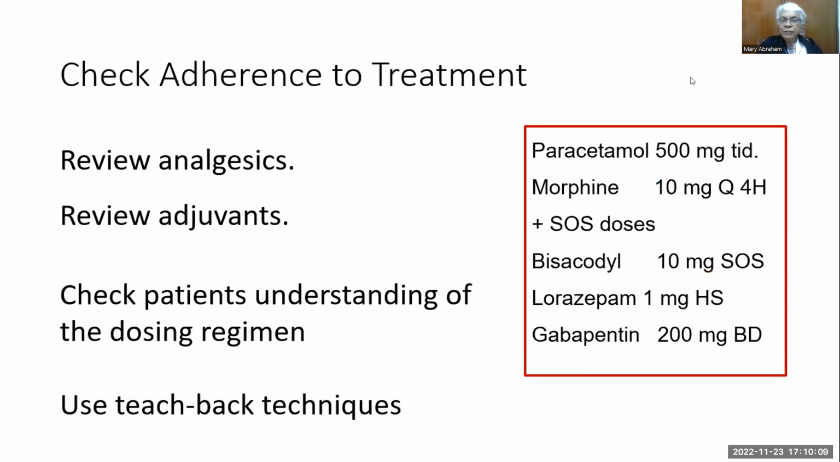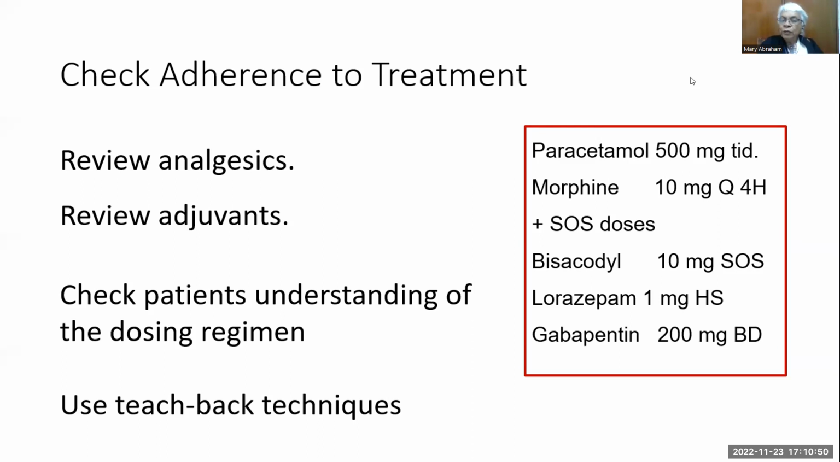When we look at adherence to treatment, we need to review the analgesics and review the adjuvants. Is he getting all the adjuvants that are necessary for his pain? We need to check the patient's understanding of the dosing regimen. When you have a prescription like this, we have to make sure that the patient is taking it as per your prescription. For example, paracetamol is three times a day. Is he taking it according to that, or only when the pain comes back? What about morphine? Is he taking it meticulously every 4 hours, with the SOS doses like you told him to take for breakthrough pain? And what about the constipation drugs?